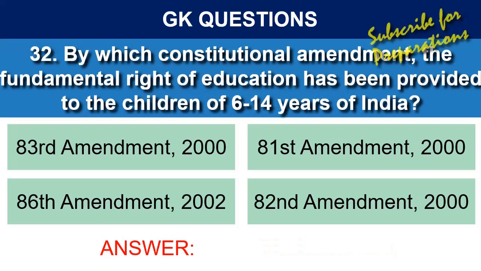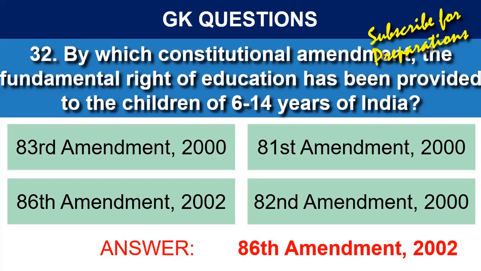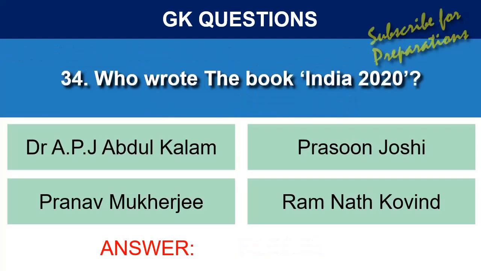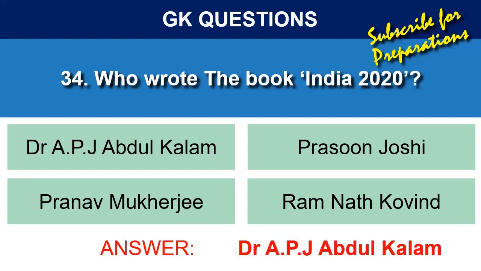By which constitutional amendment the fundamental right of education has been provided to the children of 6 to 14 years of India? 86th Amendment, 2002. Which of the following was established on the basis of the recommendations of Sivaraman Committee? NABARD. Who wrote the book India 2020? Dr. APJ Abdul Kalam.